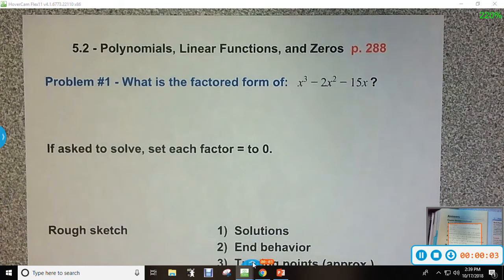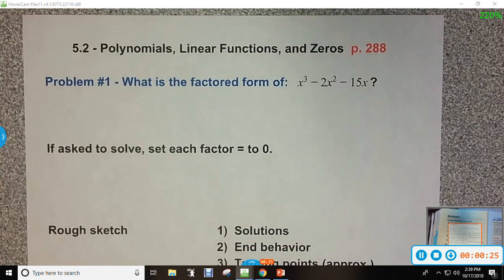Alright guys, for the 5.2 notes, we're going to start out factoring just like we did in Chapter 4 and solving just like we did in Chapter 4. But then we're going to make some sketches based on what we learned in 5.1 and this factoring and solving.